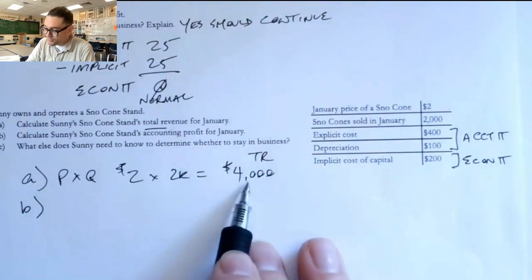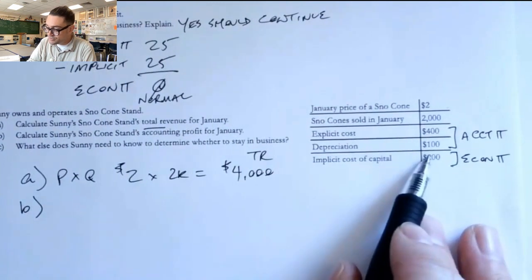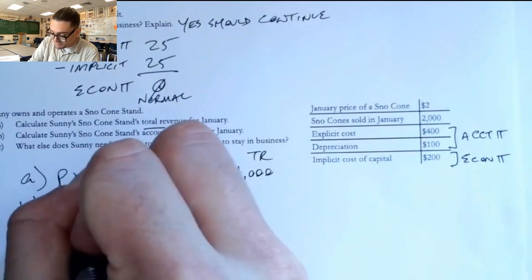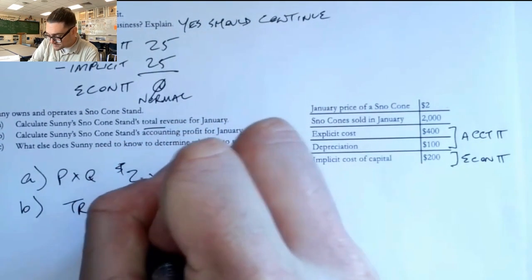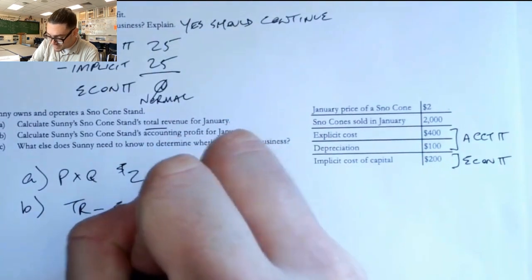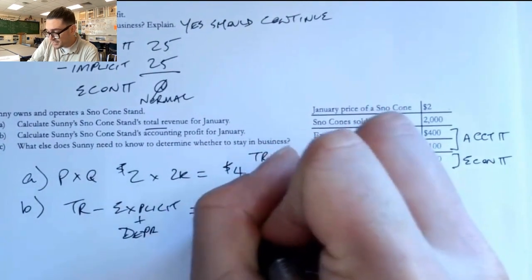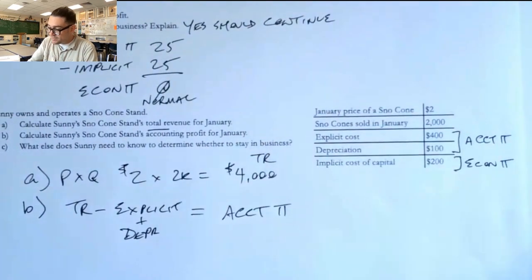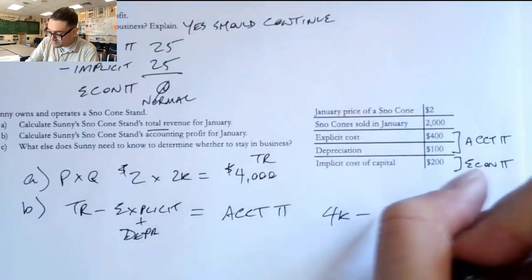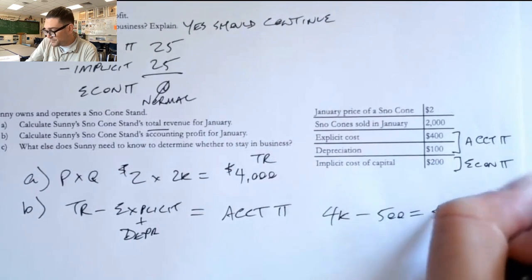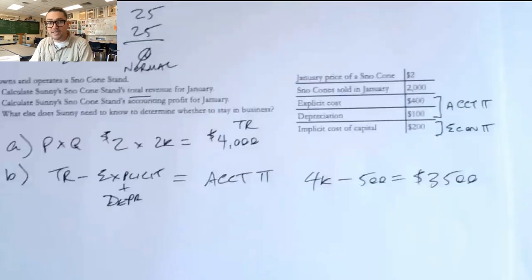So we have our total $4,000 in revenue. We subtract our $500, and so our total revenue minus our explicit costs and depreciation should give us our accounting profit. And what that amounts to is 4,000 minus 500. And so we have $3,500 in accounting profit.